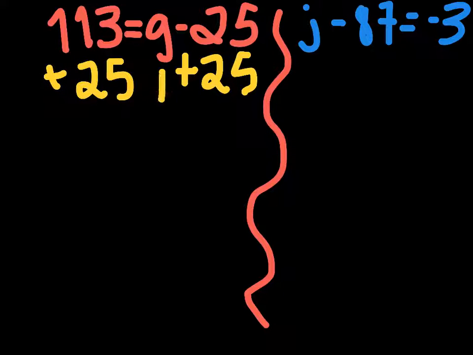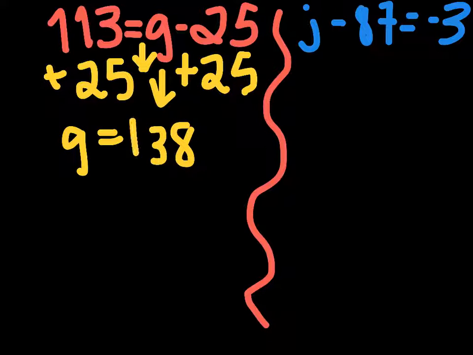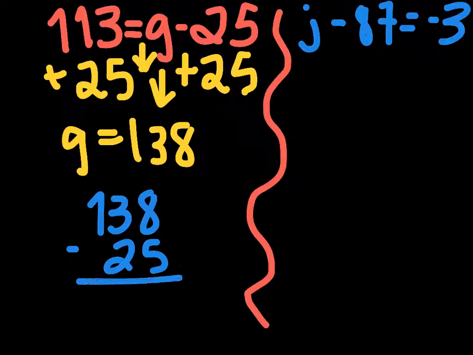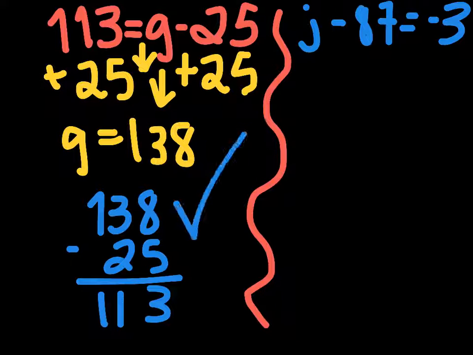Bring down our variable, G, and our equal sign. Then we do 113 plus 25, which is 138. Okay, so now we have to go back and make sure it's correct. If we do 138 minus 25, we'll get 113, so the answer is correct.